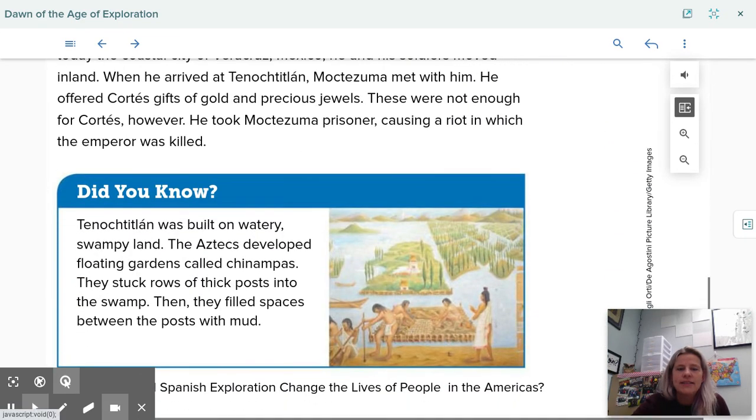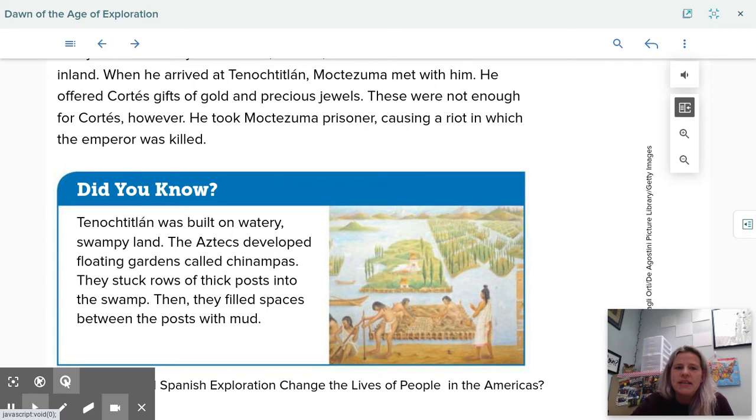All right. Did you know Tenochtitlan was built on watery, swampy land? The Aztecs developed floating gardens called chinampas. They stuck rows of thick posts into the swamp. Then they filled spaces between the posts with mud.